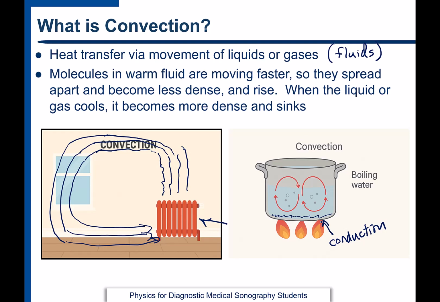And as it becomes hot, it becomes less dense, and it rises up. Well, now water that's up at the top has been cooling off, and so that comes back down. And that's why we get that chaotic up and down motion when we're boiling water. That's an example of convection.